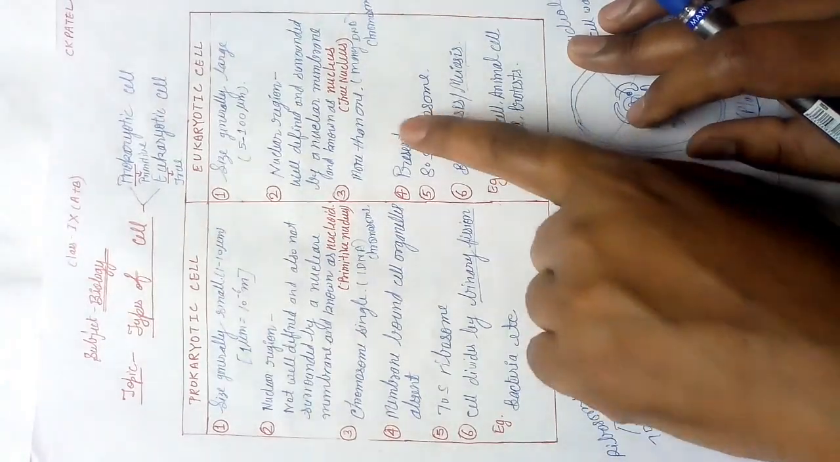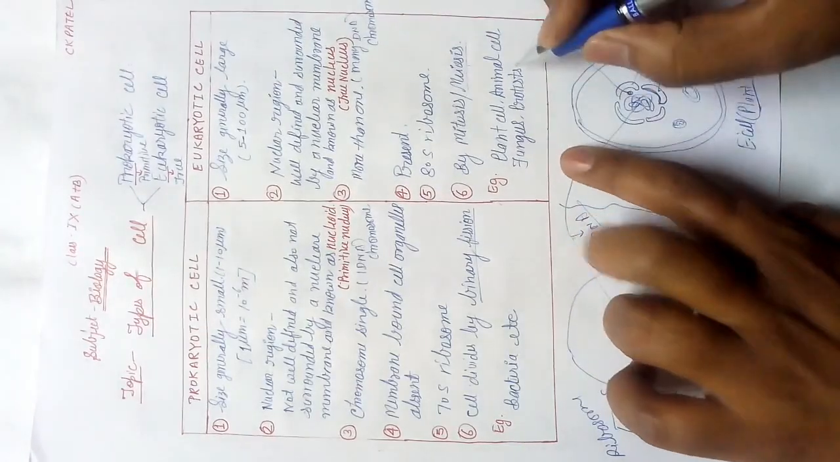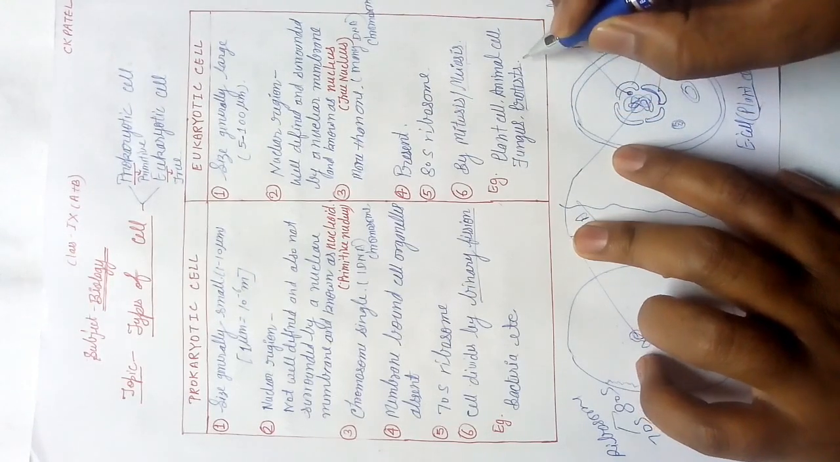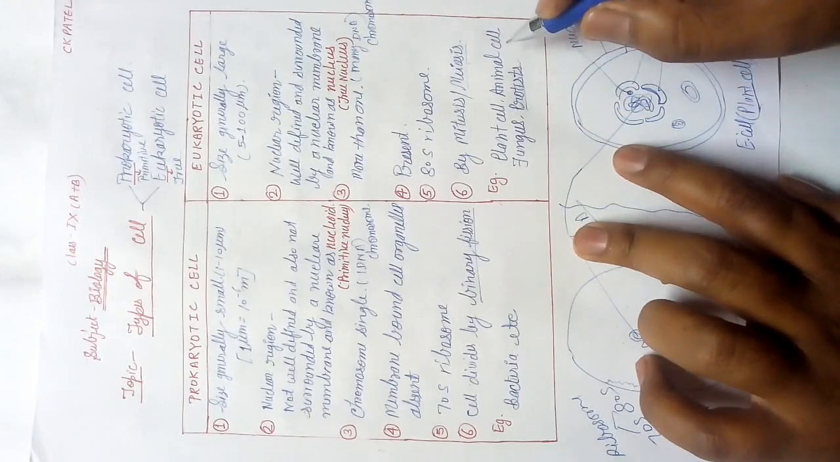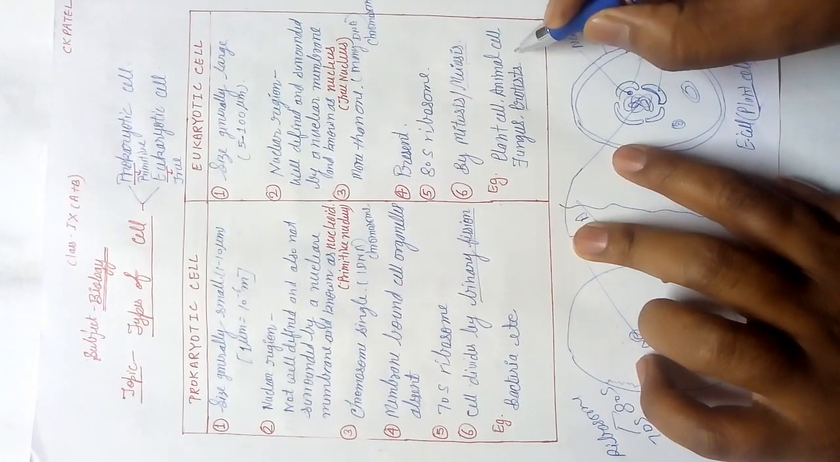Next, in the column of eukaryotic cell: plant cell, animal cell, fungus, protist. In protist, you will be taught by me. Protists are the group of organisms which are single and made up of eukaryotic cell. Listen to me carefully. Protists are the organisms which are made up of a single cell and made up of eukaryotic cell.